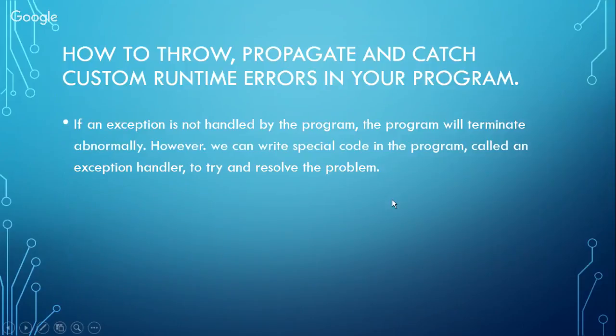The next topic is how to throw, propagate, and catch a custom runtime error in your program. If an exception is not handled, the program will terminate abnormally. However, we can write a special code in the program called an exception handler to try and resolve the problem. The basic thing is if I don't handle my exceptions or my errors, the program is broken.